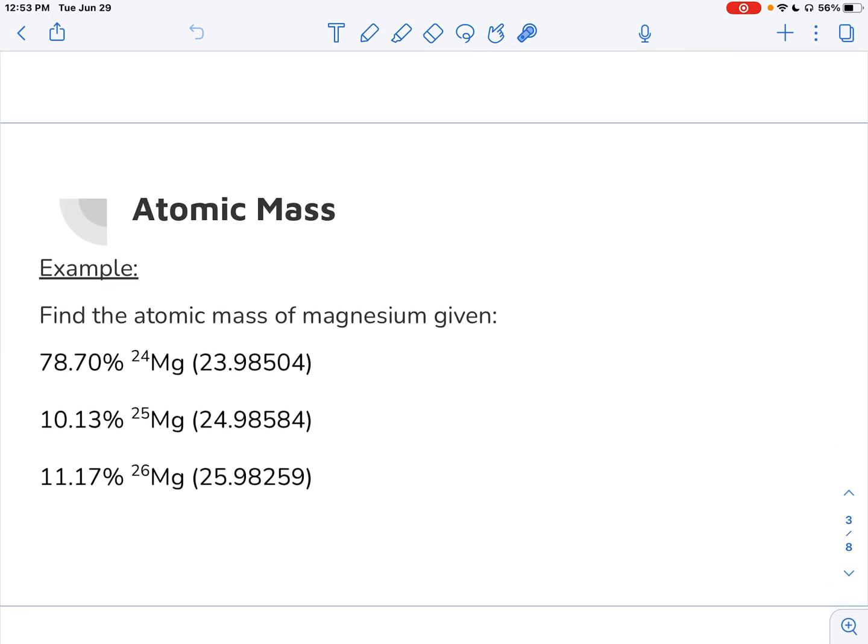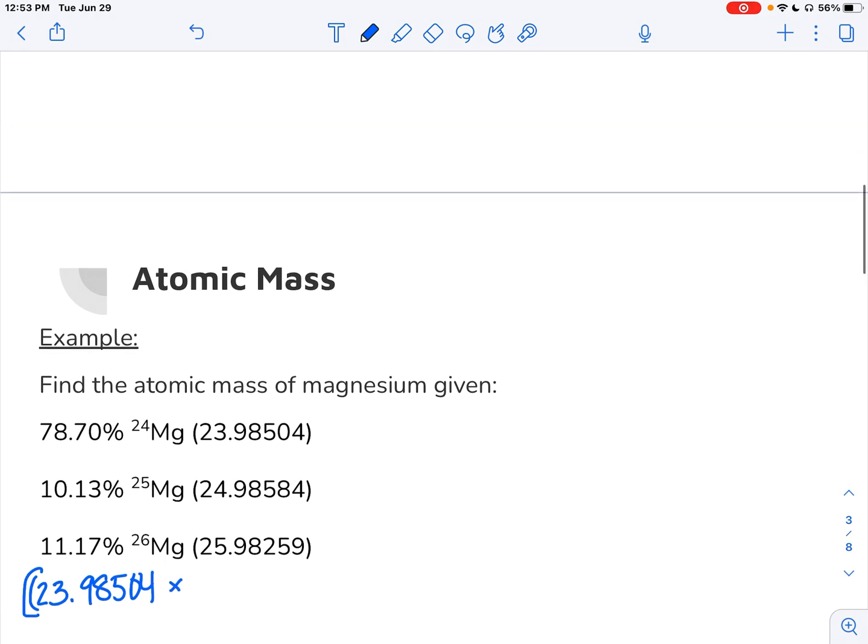So the first type of problem is when you're given all of that information and you use that formula to figure out the atomic mass. So here, you would take the first isotope, magnesium-24, and the atomic masses are in the parentheses. So I'm going to take 23.98504 and multiply it by the percentage.